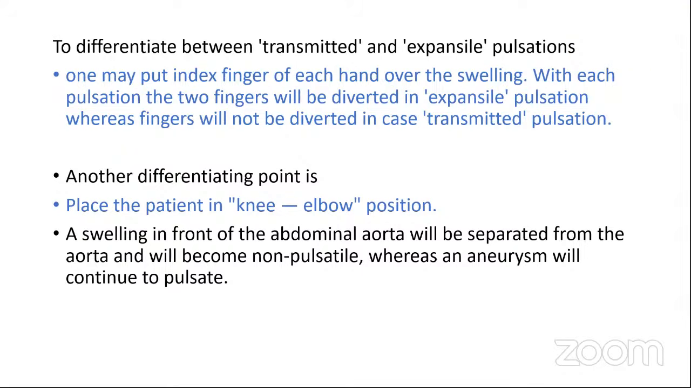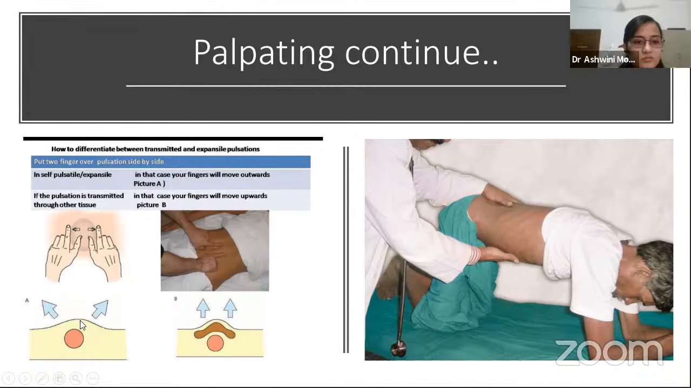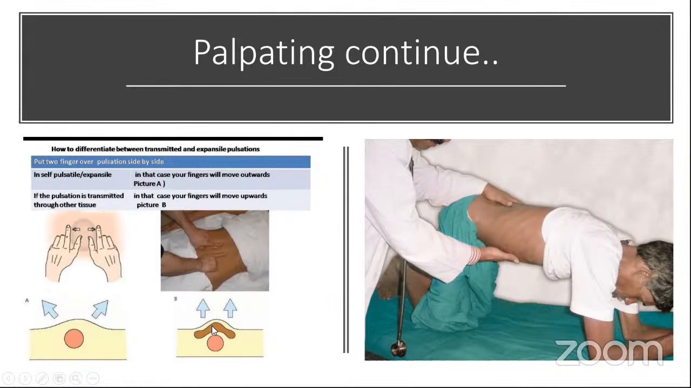And again, how we differentiate the impulse: in expansile pulsation, like aortic pulsation, our two fingers get diverted, as you mentioned. Whereas in the case of transmitted pulsation, it will just get lifted up. So all the fingers we kept over the swelling will just get lifted up in the case of transmitted pulsations.